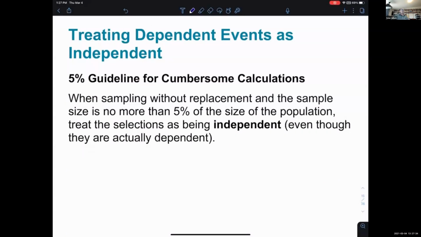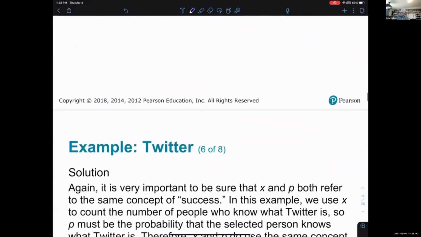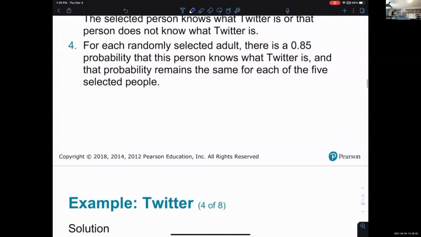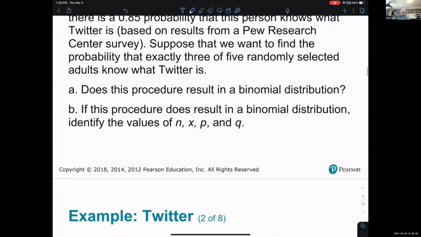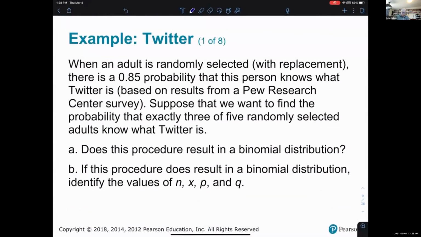So treating dependent events as independent. So what does that mean? When sampling without replacement and the sampling size is no more than 5% of the size of the population, you could treat the selections as being independent, even though they're actually dependent. So this sounds a little confusing. How does this relate to the example that we were just looking at? Well, they said when we were picking people, and I mentioned this at the time, that they were picking them with replacement.